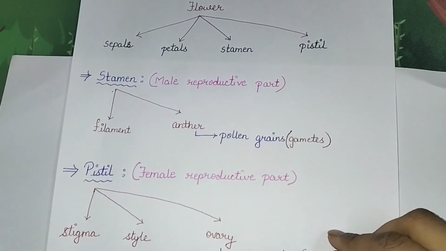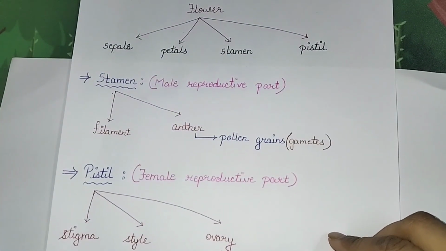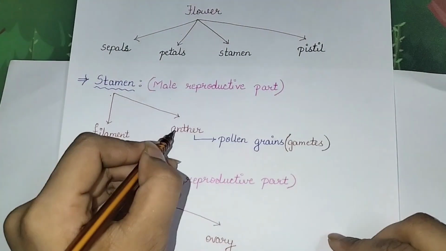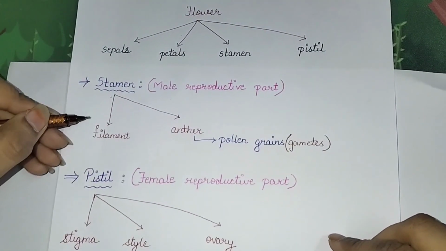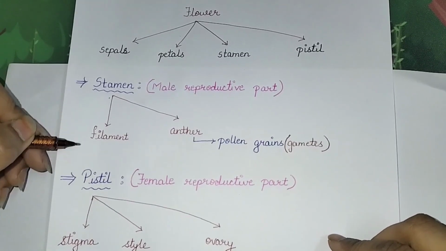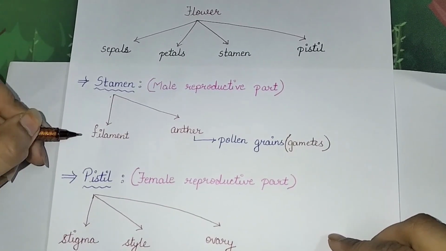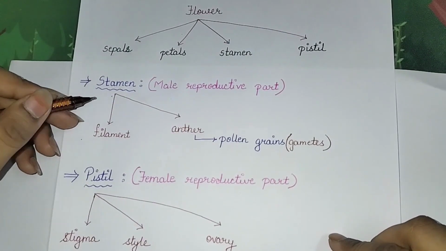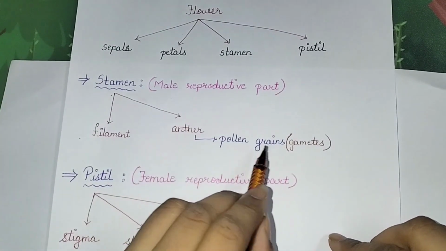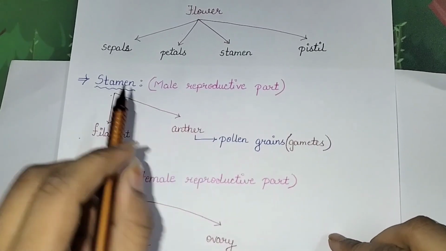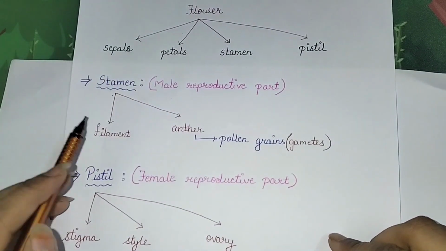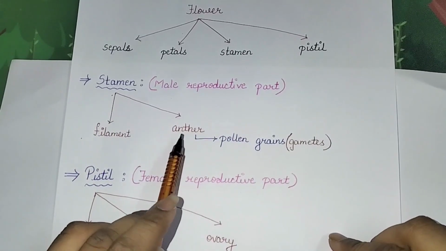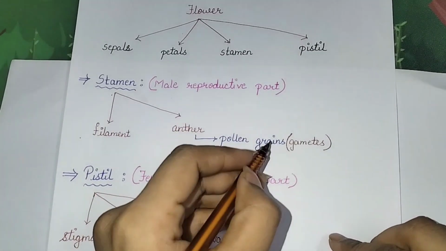The male reproductive part is called the stamen, and it consists of a filament and anther. The filament is the long stalk-like stick, and the upper part is known as the anther, which consists of pollen grains. Stamen is divided into filament and anther, and the anther consists of pollen grains.